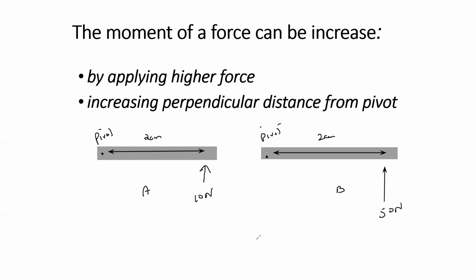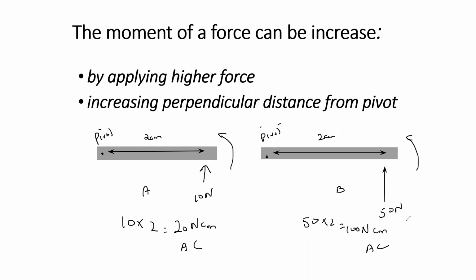So B will have a greater moment, greater turning effect, because it will be 50 multiplied by 2, which is equal to 100. The unit of force is Newton, and the unit of distance in this example is centimeter, so the unit will be Newton centimeter. For A, the turning effect will be 10 multiplied by 2, which equals 20 Newton centimeter. What about the directions? Both directions will be counterclockwise or anticlockwise, I am writing in short AC. So if we increase the force, the turning effect will also increase.